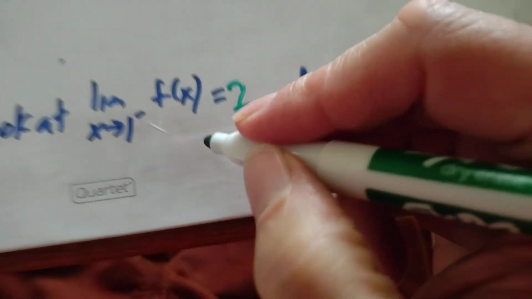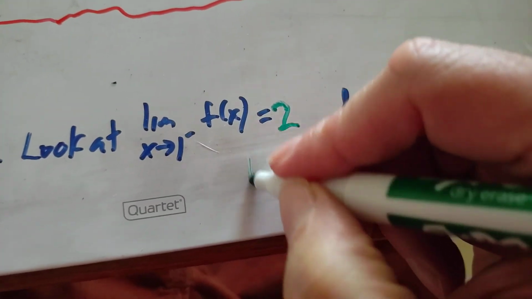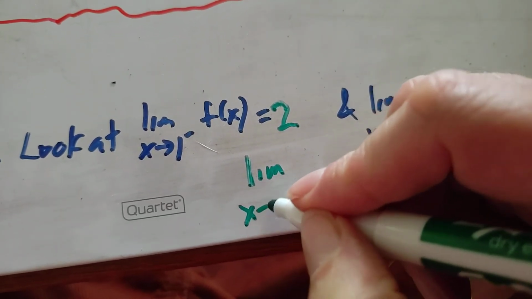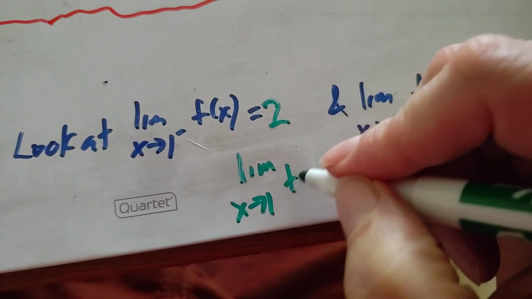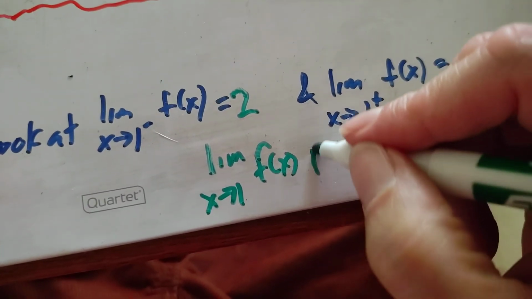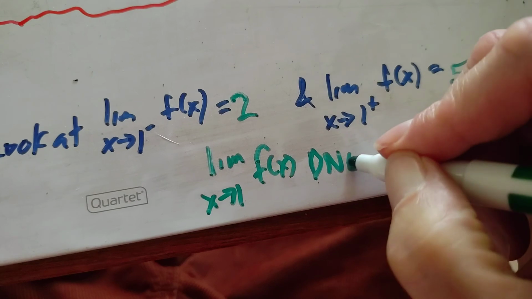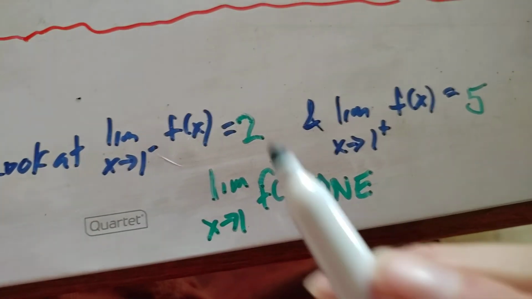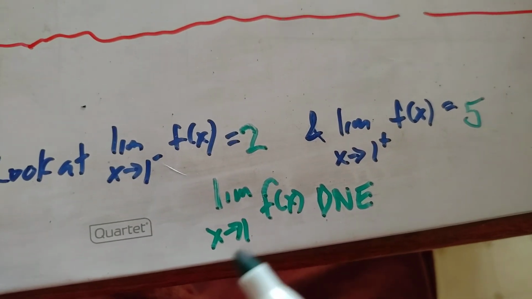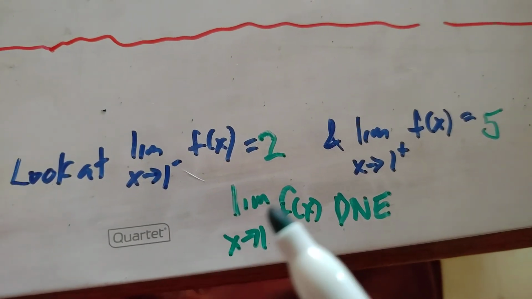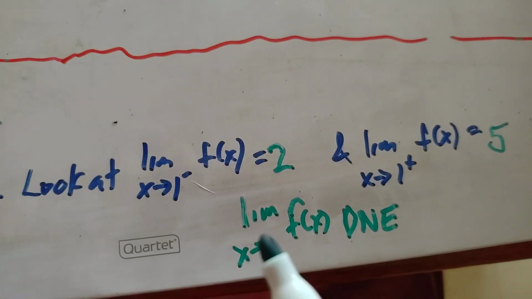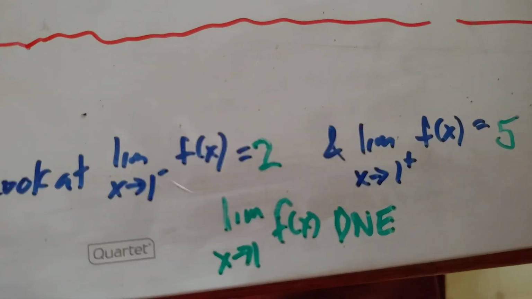So let's write that down for my final answer. The limit as x approaches 1 for this function f of x does not exist, because the left-hand limit is different from the right-hand limit. And for the limit to exist, that means as you approach from the left or the right, the output for y is going to get closer and closer to the same real number.